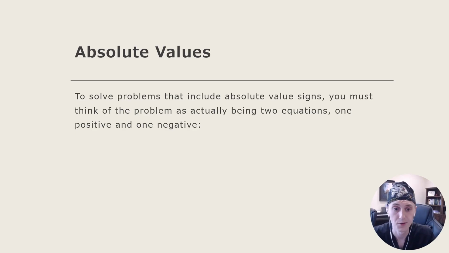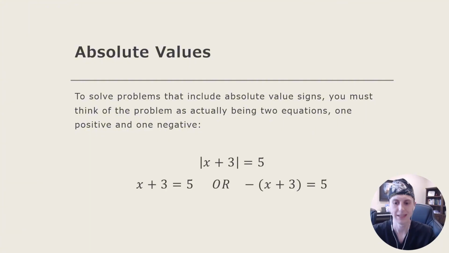To solve problems that include absolute value signs, you must think of the problem as actually being two equations, one of them being positive and one negative. So this is what we're talking about. Those straight lines on the side of x plus 3, those are absolute value lines. And so the way you'd read this is the absolute value of x plus 3 equals 5. So what that means is x plus 3 equals 5 and/or negative (x plus 3) equals 5.